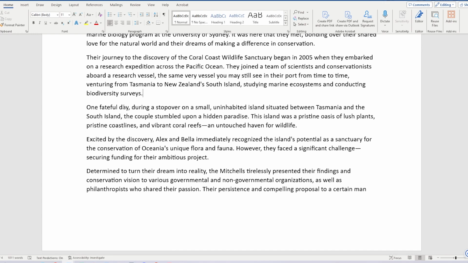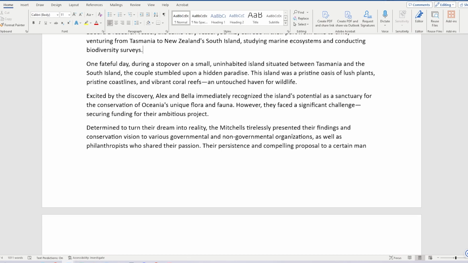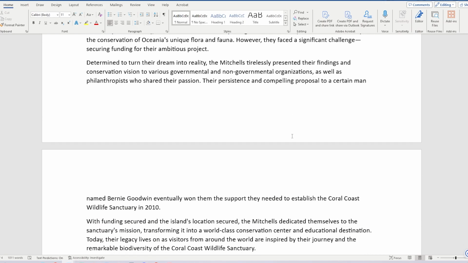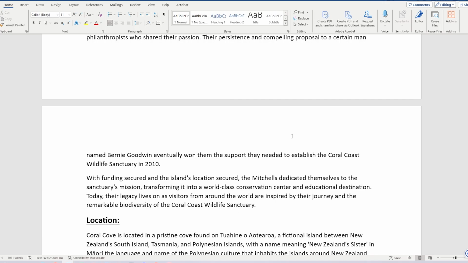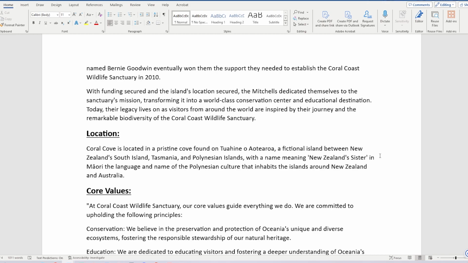So, in order to make it a reality, they really worked so hard presenting all of their findings and research from their various excursions to different organizations and philanthropists. And the persistence one day paid off when they gave a really compelling proposal to a certain man you may be familiar with. His name is Bernie Goodwin, and it won them the support they needed to establish Coral Cove in 2010, 5 long years after grinding hard to make it a reality. So with it secured, they have begun construction, and we will take them through their journey together.